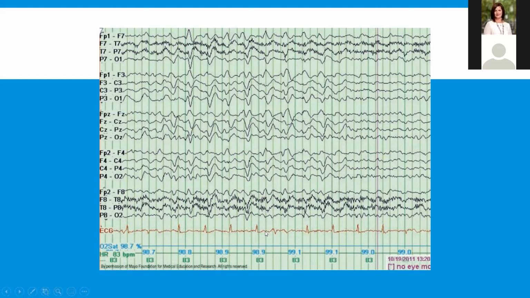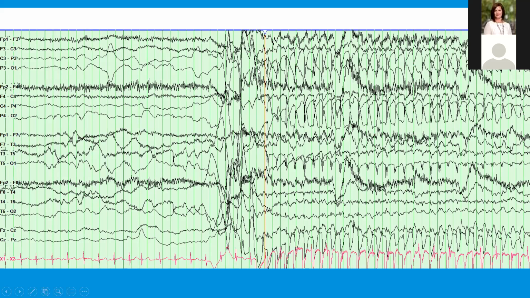Okay, so what about this page? What do you guys think this is? Okay, Sylvia, I see your question. I'll get to your question, but first let's just look at this page. What do you guys think this is? Okay, I see Vikram says generalized seizures. Let me see if there are any other comments. Generalized seizures. Okay, Sylvia says artifact.